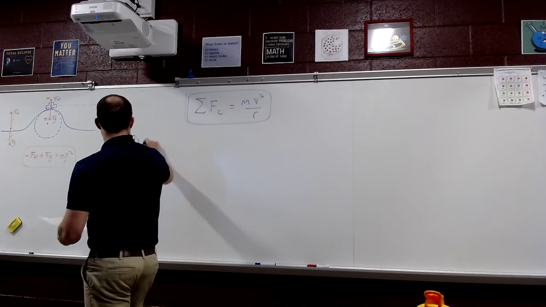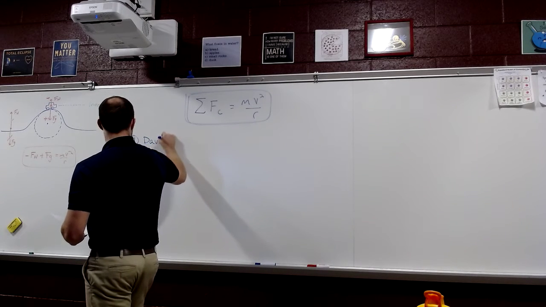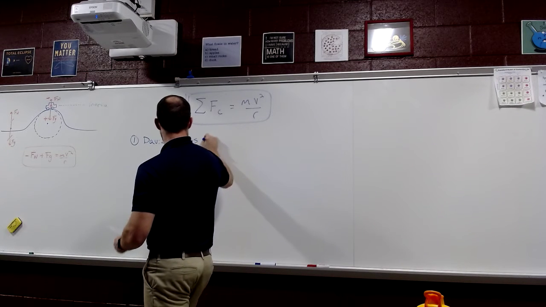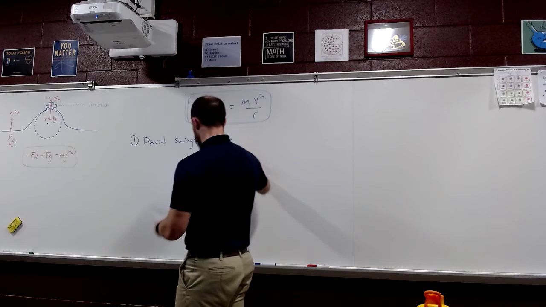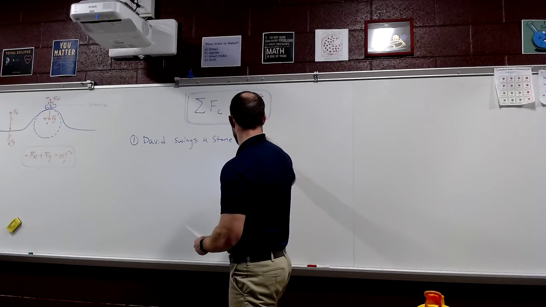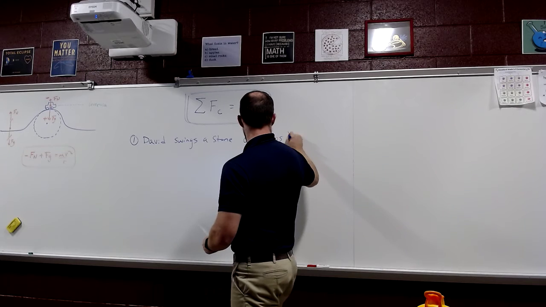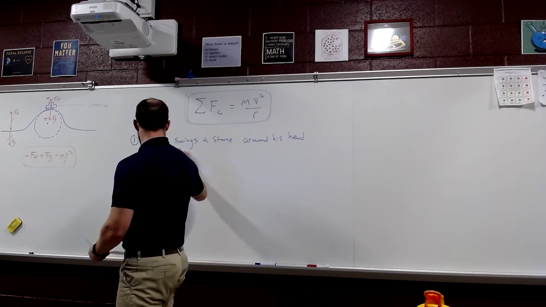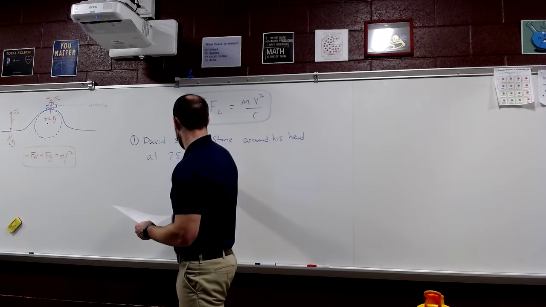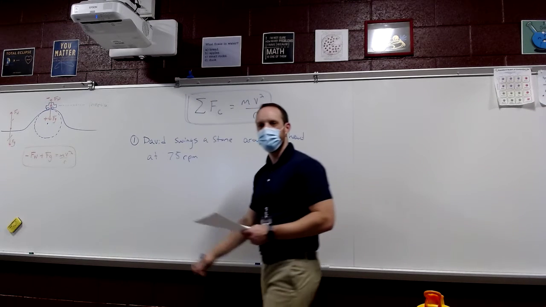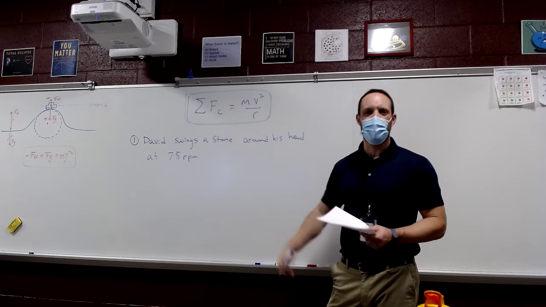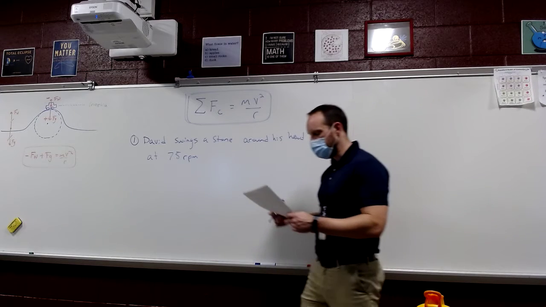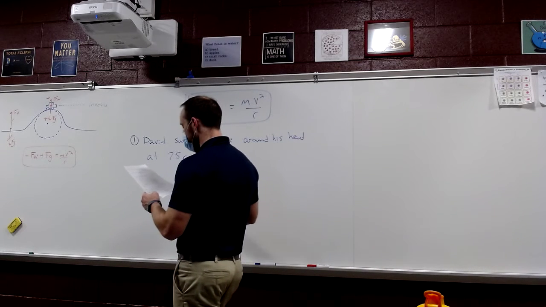Okay. So let's say we've got David, as in David and Goliath. David swings a stone around his head at 75 RPM. I thought we'd throw that in there just because you hear that sometimes. When things are rotating, like the engine of a car, you might talk about the RPMs of your engine. One way to measure how fast something's rotating.